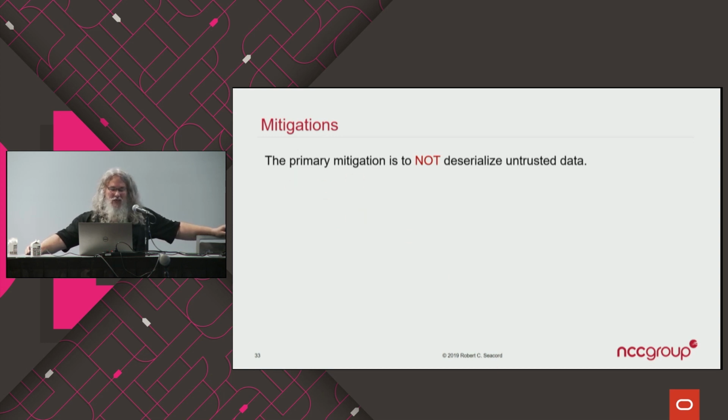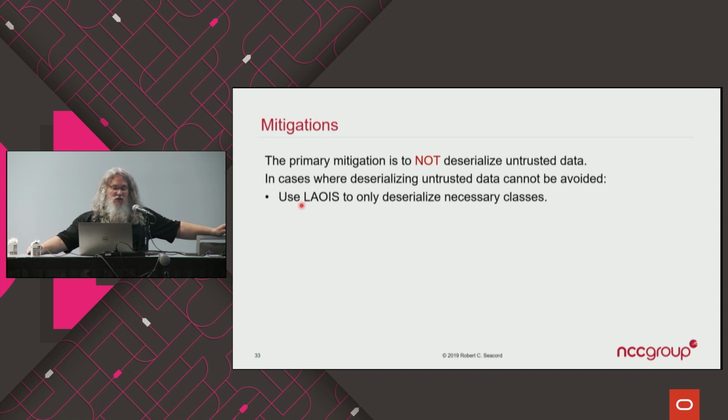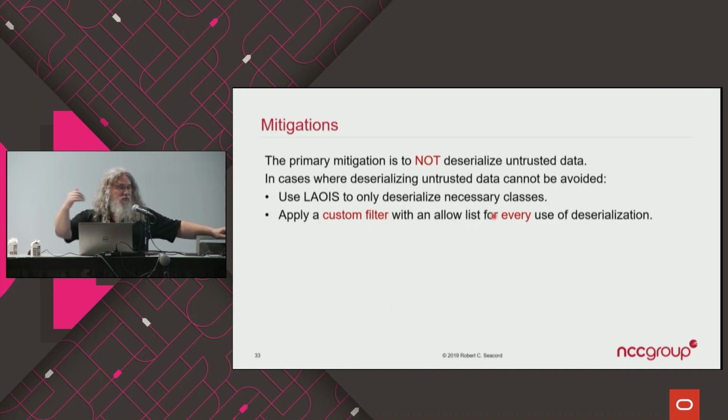So the primary mitigation is not to deserialize untrusted data. In cases where deserializing untrusted data can't be avoided, you can use a look-ahead ObjectInputStream to only deserialize necessary classes, and then apply a custom filter with an allow list or a whitelist for each particular use of deserialization.